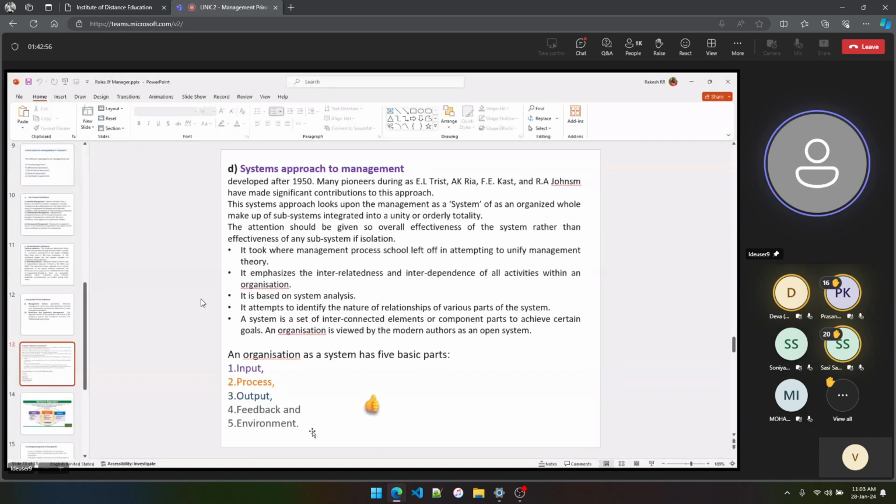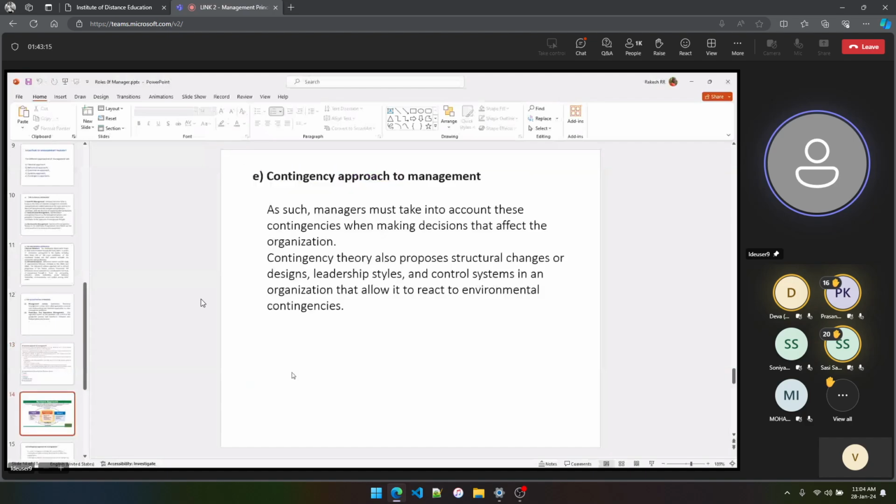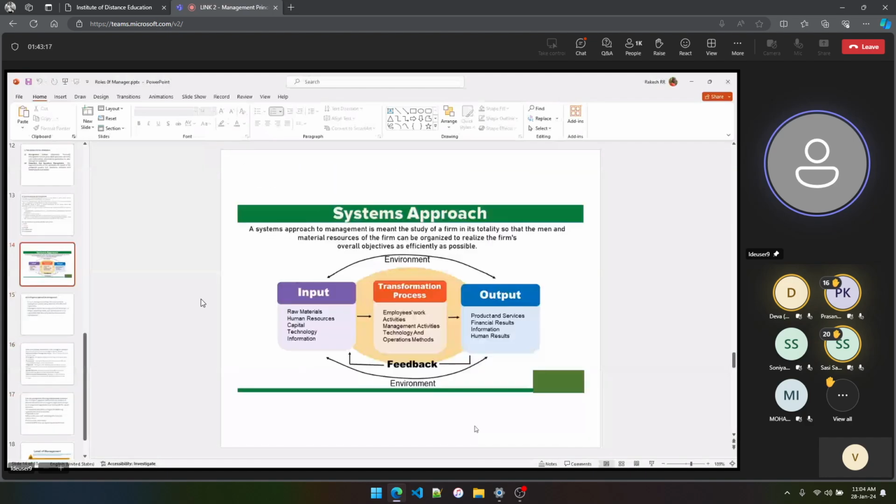This was developed after 1950. Many pioneers made contributions during the 1950s. This systems approach looks upon management and the system as an organized whole made up of subsystems integrated into a unity or orderly property. It's very simple. Many units are there, and all those units will contribute to the overall result.